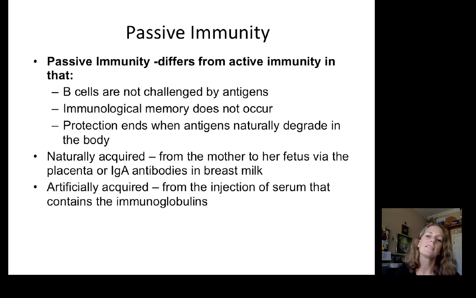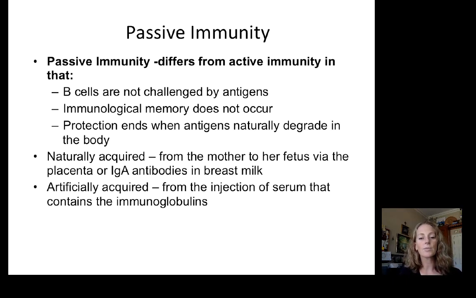Passive immunity is different. Passive immunity is when you give a patient antibodies. So in this case, the cells are not challenged by the antigens, B cells are not activated, so you don't get memory. But you can protect someone by artificially giving them a bunch of antibodies that will help to neutralize, agglutinate, or tag the bacteria for destruction.